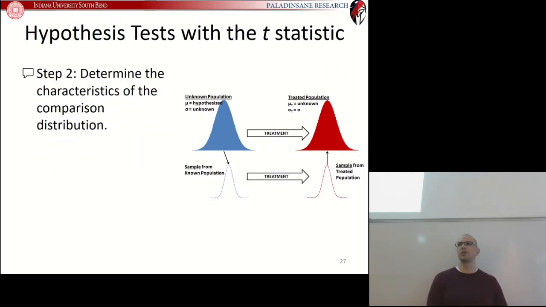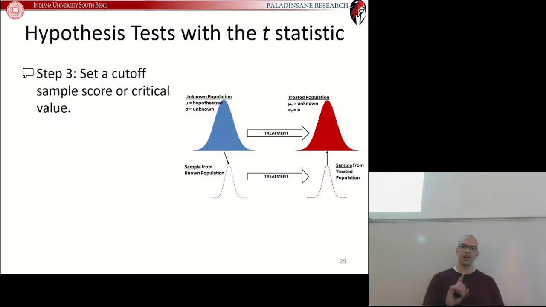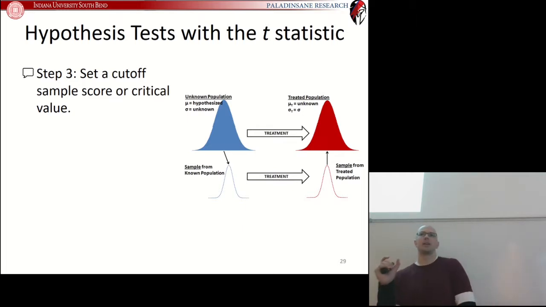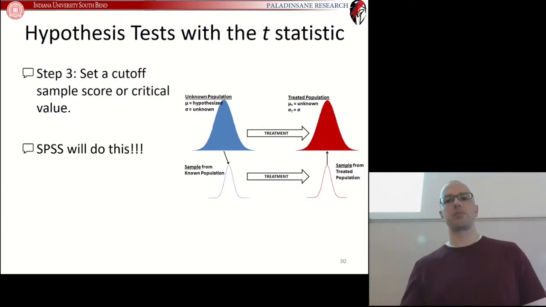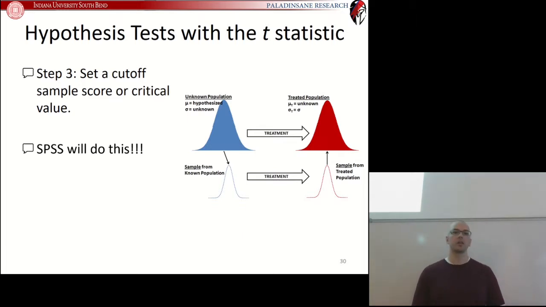Step 2, determine the characteristics of the comparison distribution. Thankfully, SPSS will do this for us. So determining the characteristics, SPSS will do those calculations. What we need to do is know where to look for those numbers and how to read them off of SPSS's output. Step number 3, set a cutoff sample score or critical value. SPSS will do this with a small shift. Setting a cutoff sample score or critical value, SPSS will do this for us, but we are going to make a small, slight change.